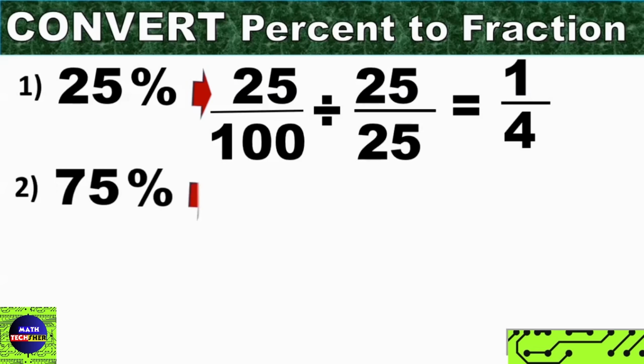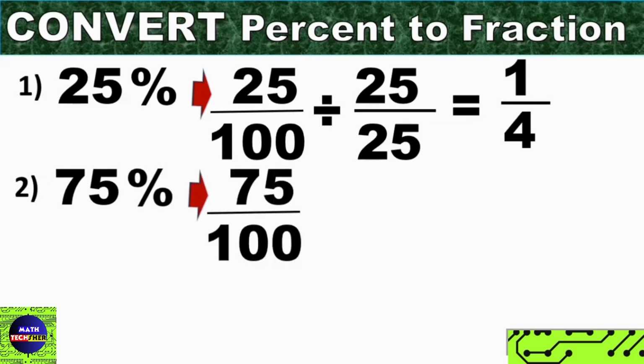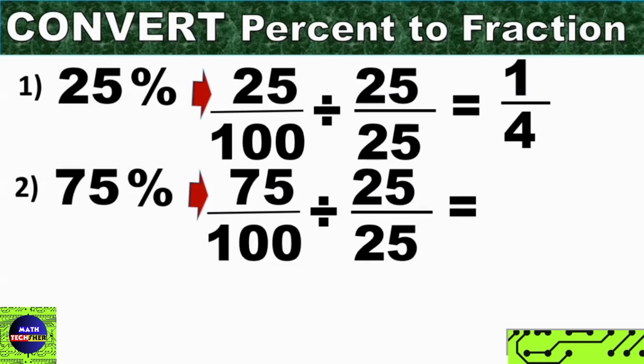Next, number 2, we have 75%. Then now we have 75 divided by 100 and divide by the greatest common factor of 75 and 100. Then 75 divided by 25 is 3. 100 divided by 25 is 4.